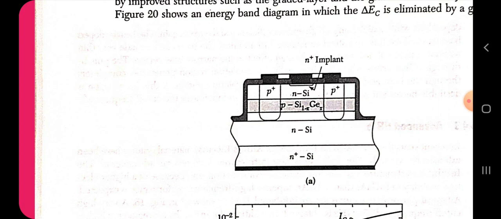The energy band diagram of the graded HBT is illustrated in the figure. Note that there is a built-in electric field Eb in the quasi-neutral base. It results in a reduction in the minority carrier transit time and thus an increase in the common emitter current gain and the cutoff frequency of the HBT. For example, by linearly varying the aluminum mole fraction x of aluminum x gallium 1 minus x arsenide in the base from x equals 0.1 to x equals 0.